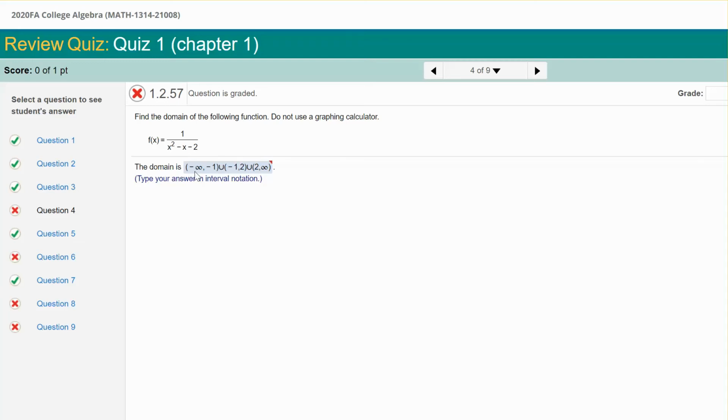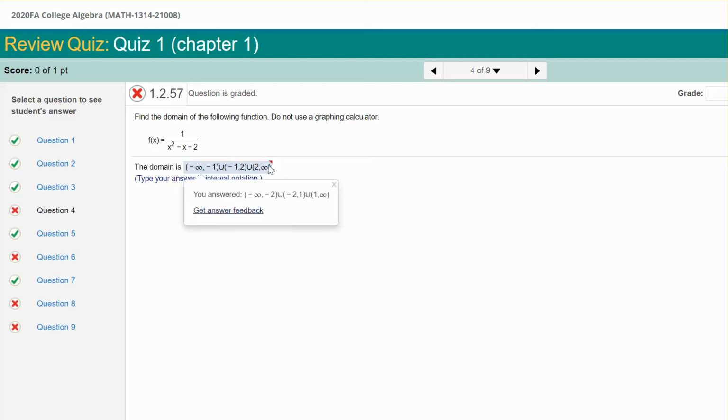It's saying everything from negative infinity up to negative 1, because putting negative 1 into the denominator causes it to be 0, and so the function's undefined. And then, union negative 1 to 2, and again we're using parentheses here because 2 is not in the set. Again, if you plug in 2, it'll cause our denominator to be 0.